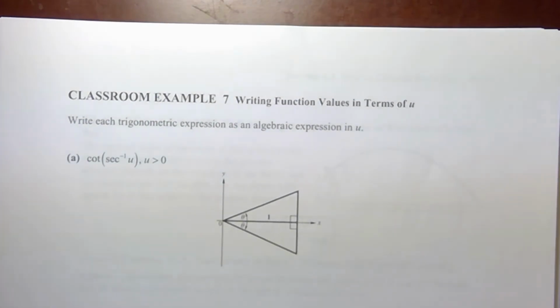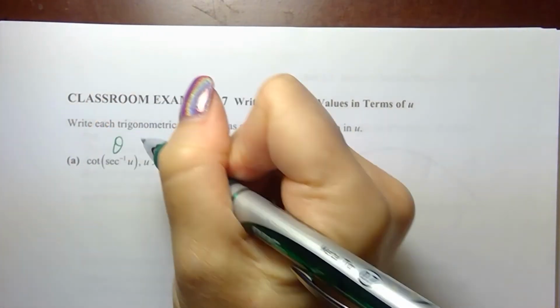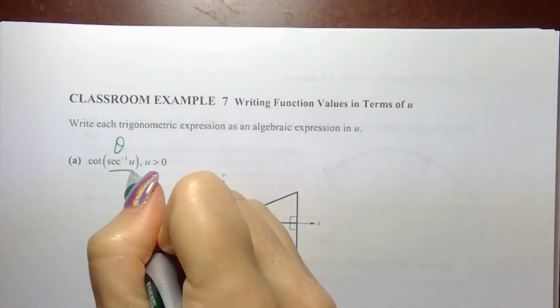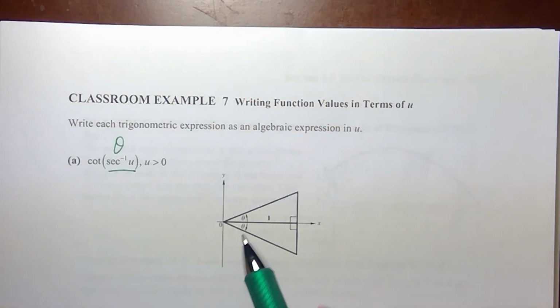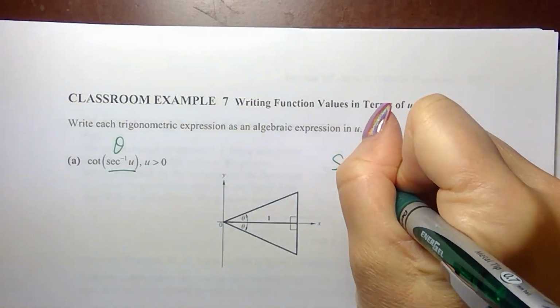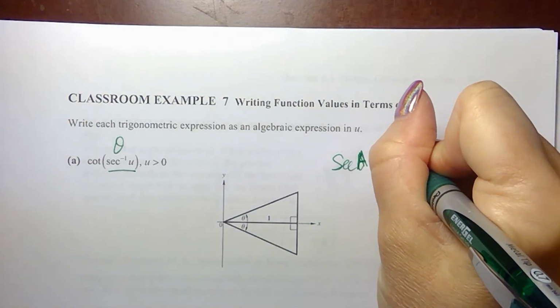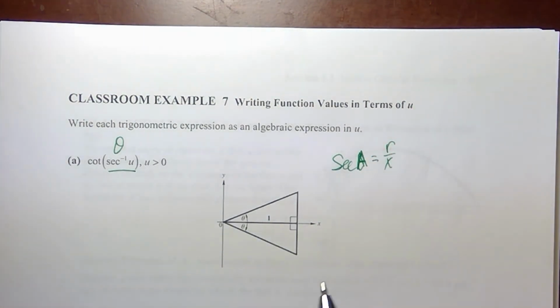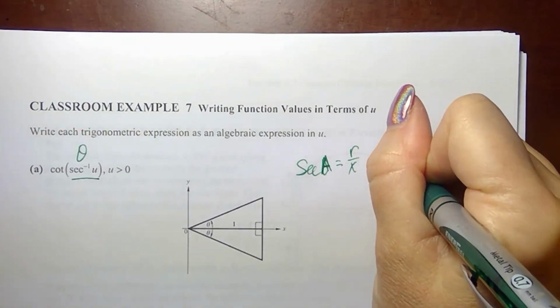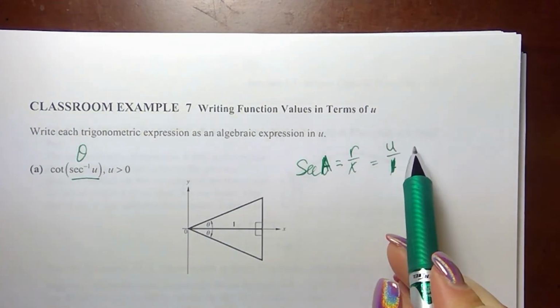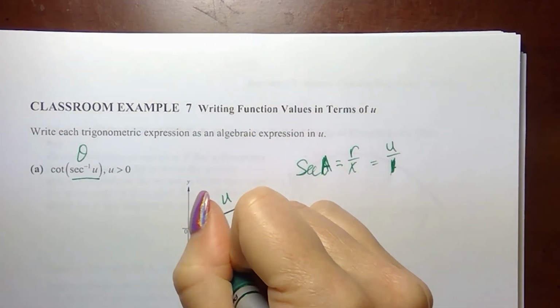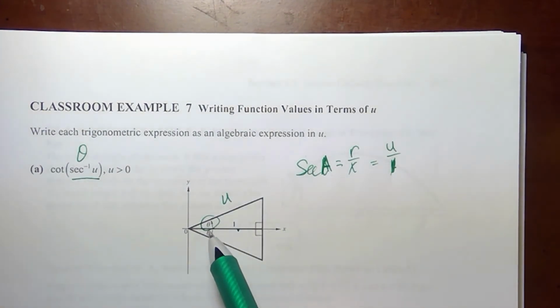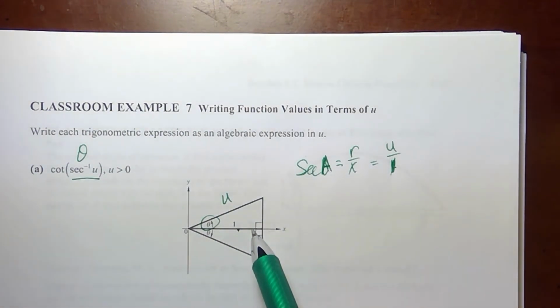I have cotangent of some angle and I have information about that angle. I know that the secant inverse value of this angle is u. Well, let's say secant A is r over x because it's the reciprocal of cosine. And I'm told that that value is u, so that would be u over 1. So r is u and x is 1. That's right there. So we've got our angle theta right here. So if r is u and x is 1, what is y?